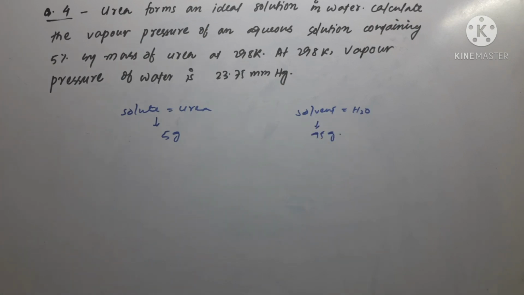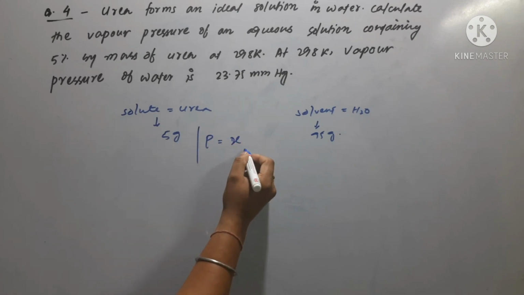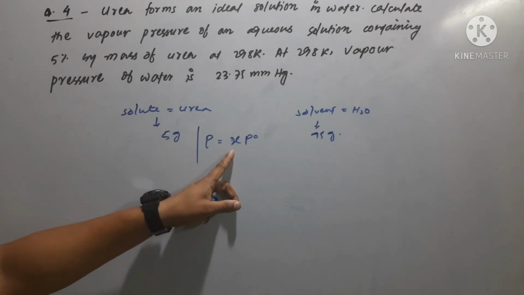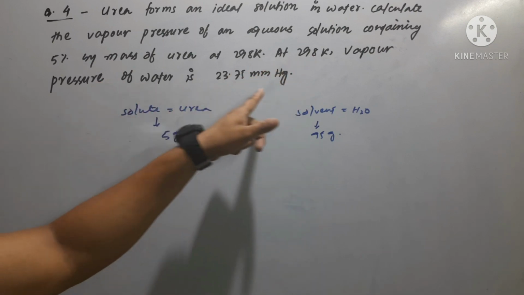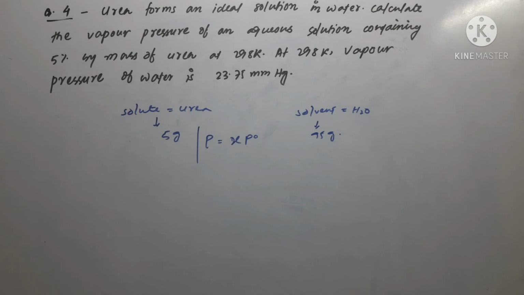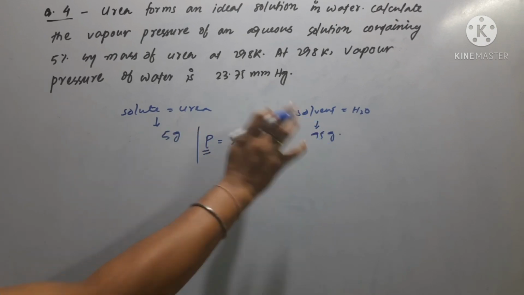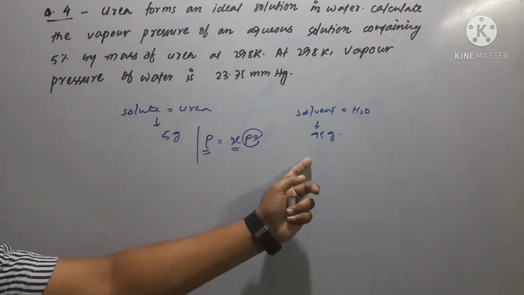Now, what do we know, guys? If we are supposed to find out the vapor pressure, it is equal to the mole fraction into the vapor pressure in the pure form, when it is not forming any solution. The pure vapor pressure of water at 298 Kelvin is already given to us. So the mole fraction we have to calculate, of the 95 gram of solvent. It is asking for the vapor pressure of water, so water is the solvent. We have to calculate that.